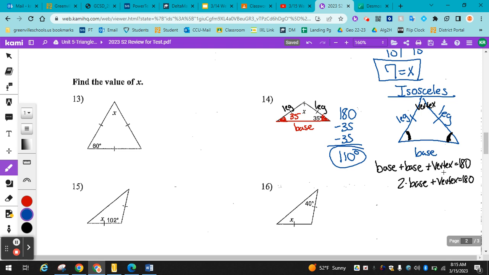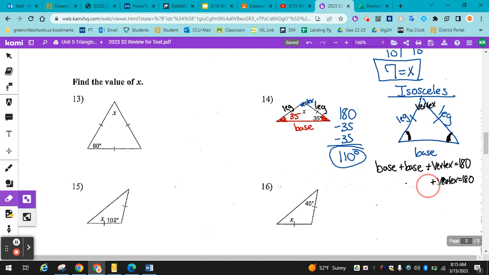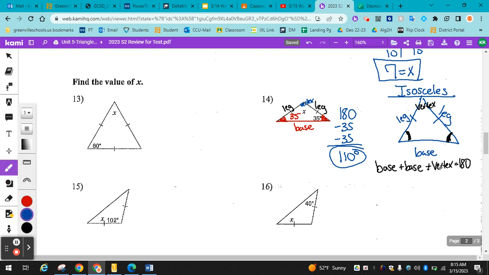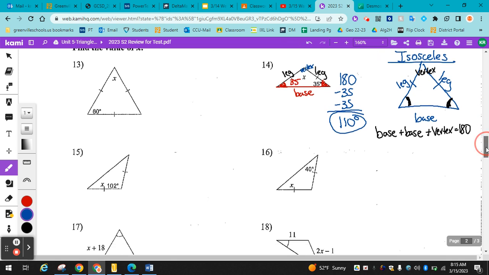If you solve this equation for vertex, because that's what we solved for, it's 180 minus your base angle minus your base angle. Really don't like this equation as much. So if you're solving for the vertex, 180 minus 2 of your base angles, which are equal.